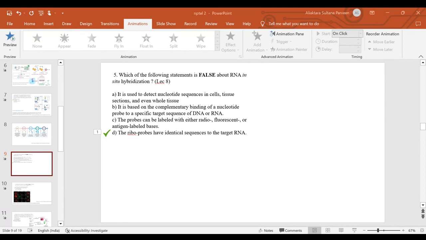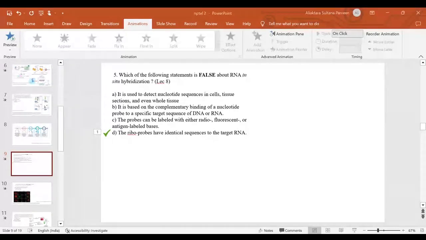And answer C is saying that the probes can be labeled with either radioactive, fluorescent or antigen labels. That is very true. It could have different kinds of labels. This is based on the complementary binding of a nucleotide probe to a specific target in the cell, DNA or RNA, as I said. It can be both, and it is used to detect nucleotide sequences in cells. We can also check for a specific tissue whether that specific sequence or the specific mRNA is present or not. So definitely these are all correct answers except the last one.